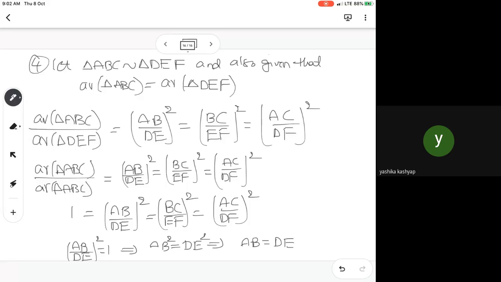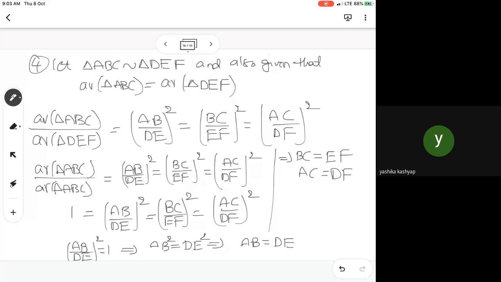In the same way, if you consider (BC/EF)² = 1, from that BC = EF you are going to get, and AC/DF = 1 you consider. So from this you get BC = EF, and AC = DF. So then the corresponding sides are equal.